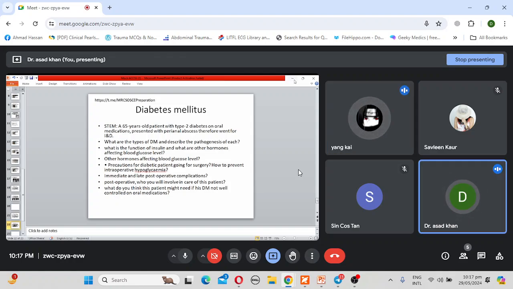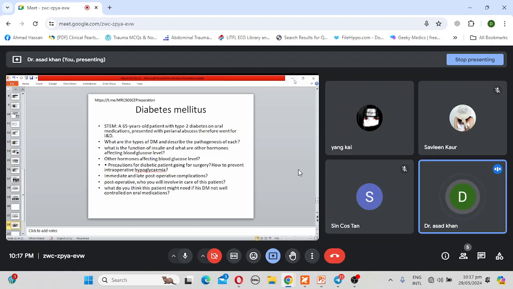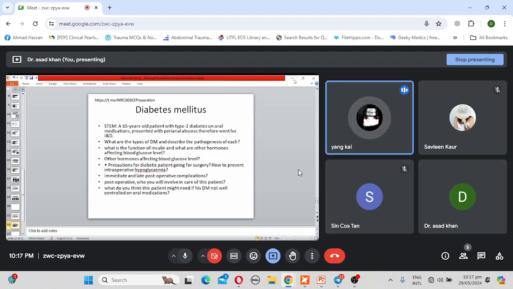Now, what is the function of insulin, and what are the hormones affecting the blood glucose level? In carbohydrate metabolism, insulin increases uptake of glucose, so it decreases the blood glucose level. It helps in protein synthesis, and in fat it takes up lipid and prevents lipolysis. It is an antagonist to the glucagon hormone.